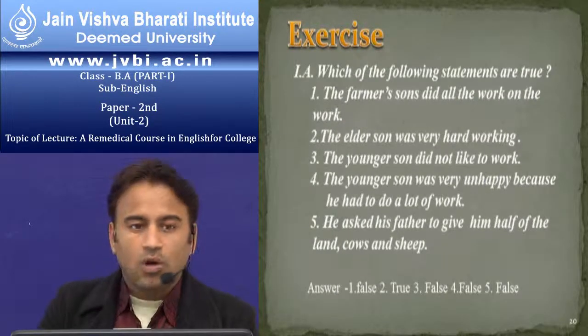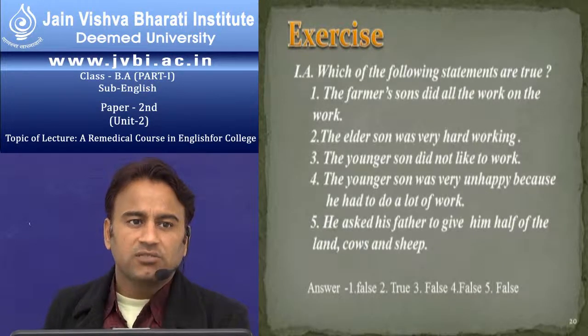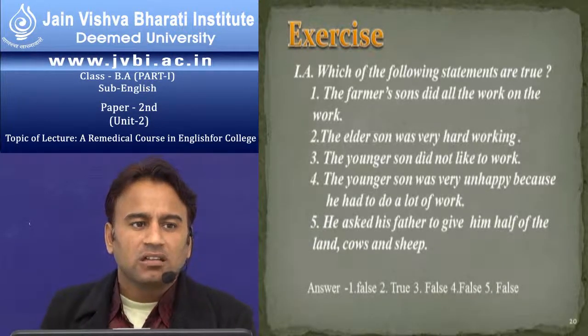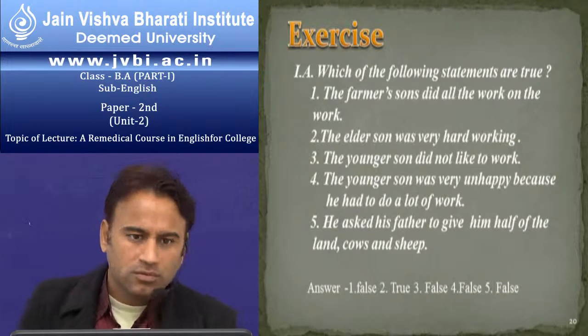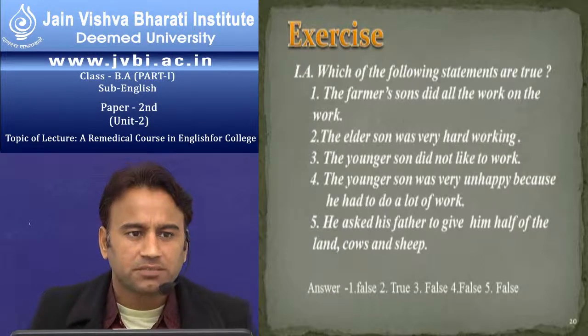So, how many of these are true? Look at that. First is false. Then, second, the elder son was very hardworking. It is true. Then, third, the younger son did not like to work. It is false, because he liked to work, but he did not want to live with his father.